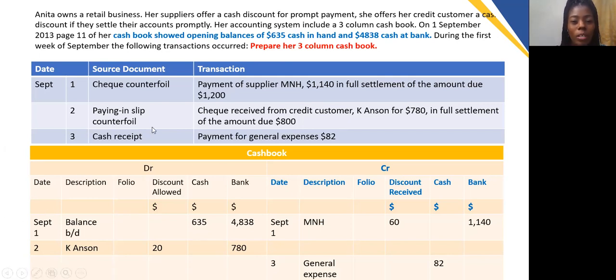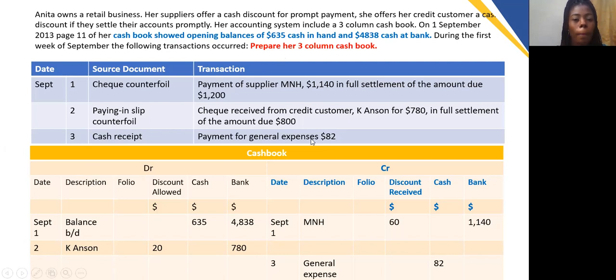So we're done with transaction number 2 on September 2nd. On the 3rd, we have a cash receipt. So that means money from the premises was used, right? Because we have a cash receipt. And it's a payment of general expenses.